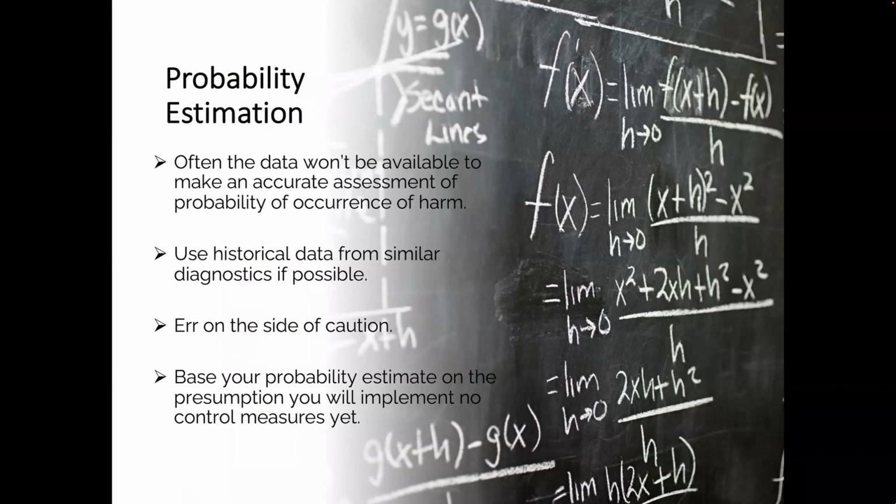And an important thing is you should base your probability estimate on the presumption that you will implement any control measures. I'll explain that in a little more detail shortly, in terms of what the probability of that severe thing happening is in the absence of any controls. And then we'll come on to how we talk about controls to bring that probability estimate down, very often, to a level that you will accept.